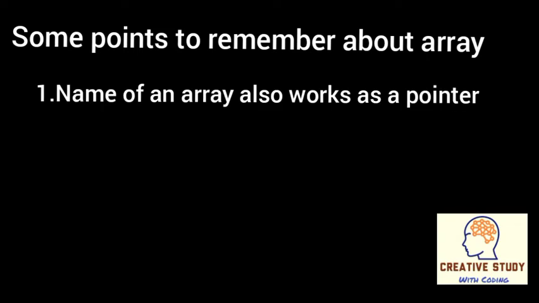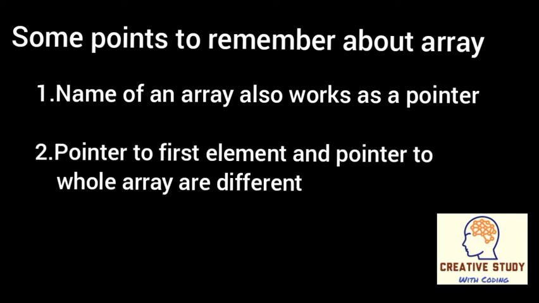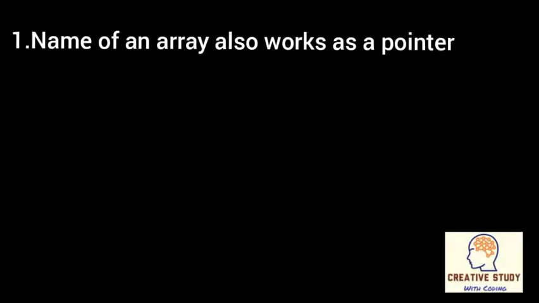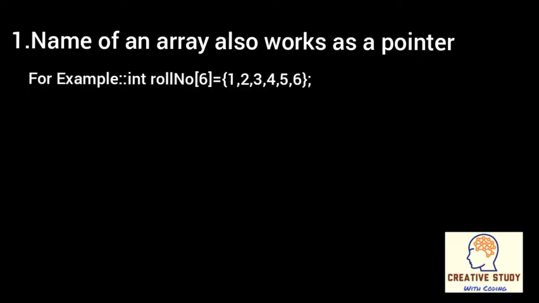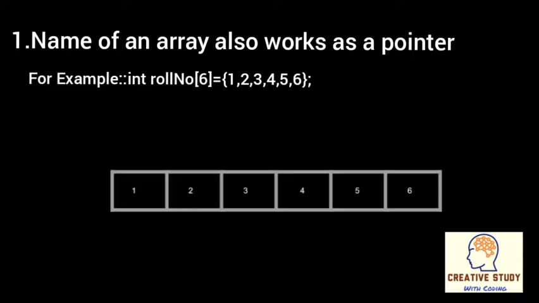The name of an array also works as pointer, and it points to the base address or initial address of an array. Pointer to first element and pointer to whole array are different. In this example, this is an array named roll number of type integer, and we can store roll number of 6 students, and if its base address or initial address is 4000, so array name roll number will point to base address 4000.